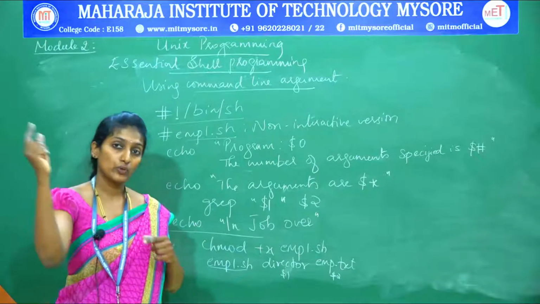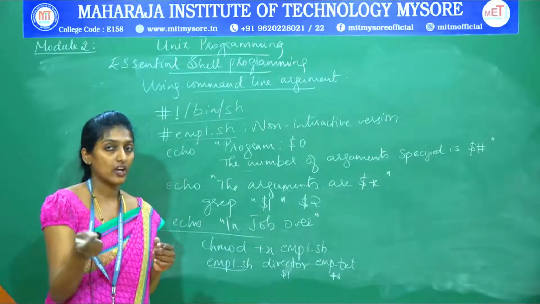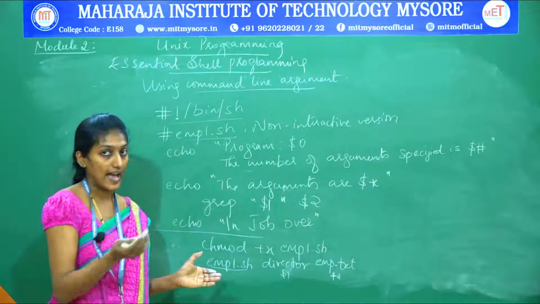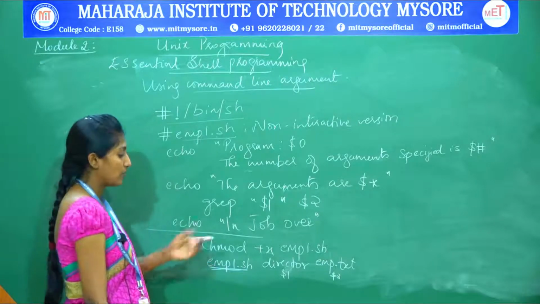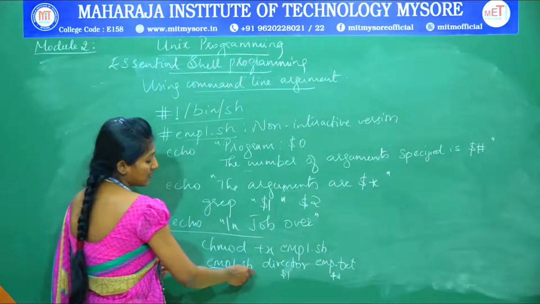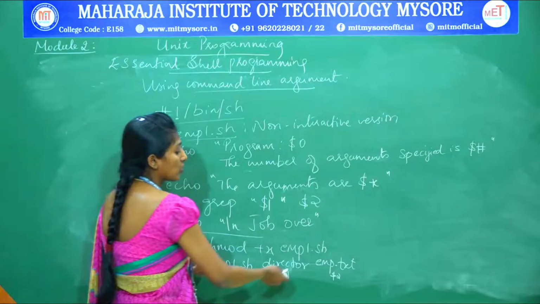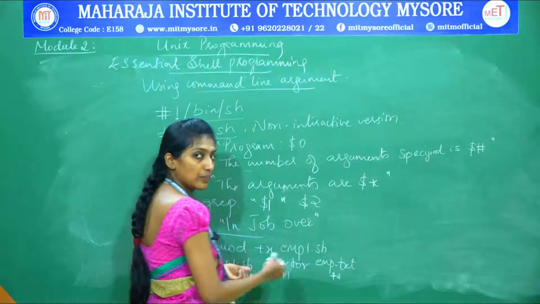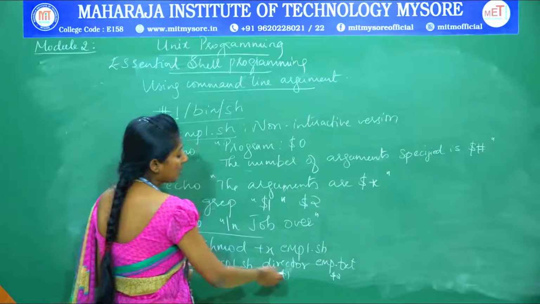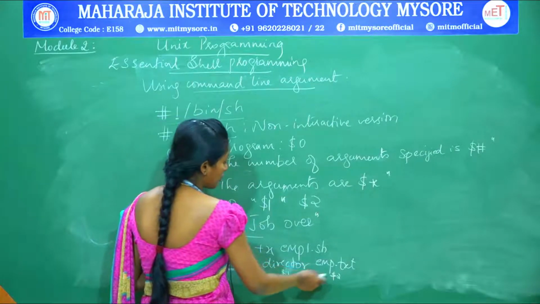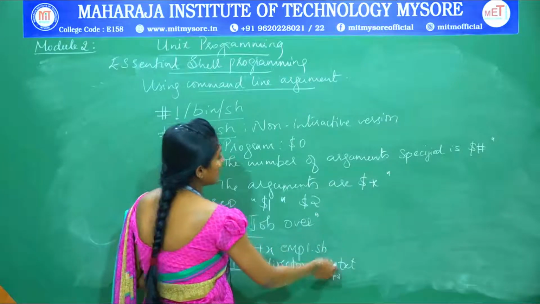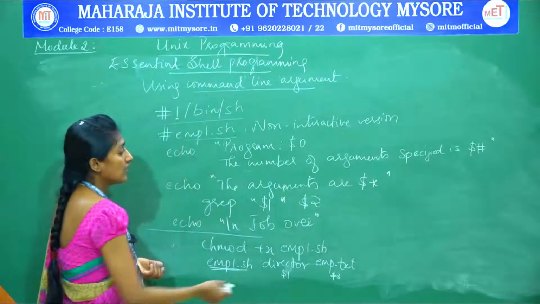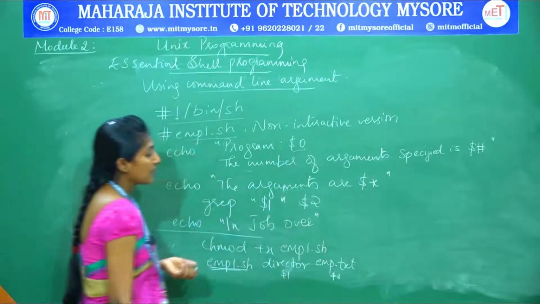So $1, $2 up to $9. It can accept 9 arguments with that particular command line as input during the execution of that program. So emp1.sh is the program you are executing, and you are providing the input arguments for this command itself, which will be stored in $1 and $2. So in $1 now I have director, in $2 I have the emp.txt file.